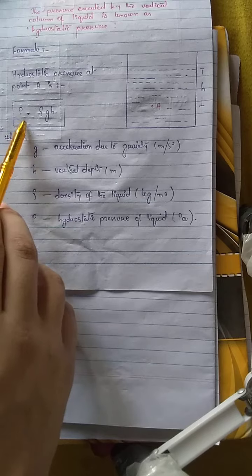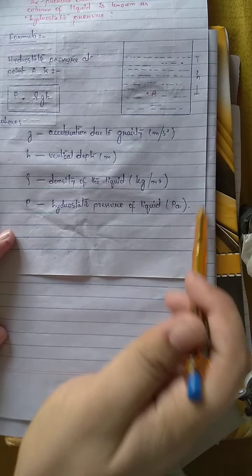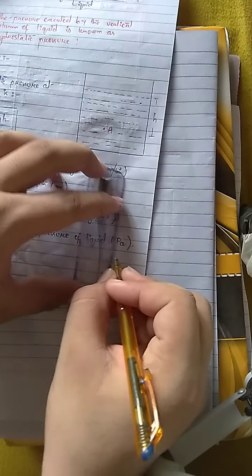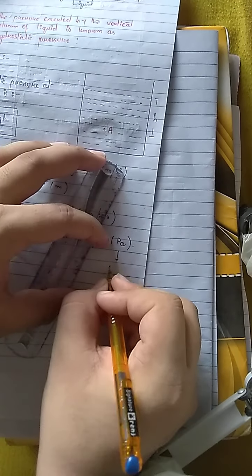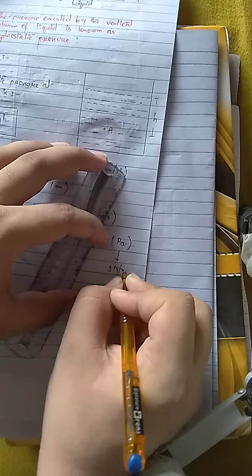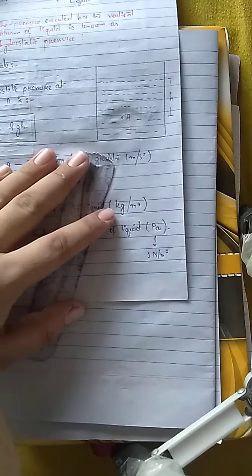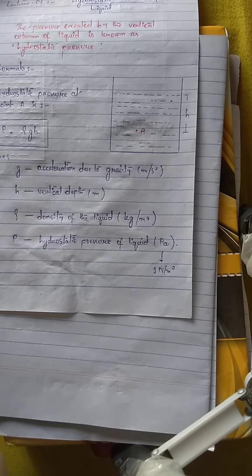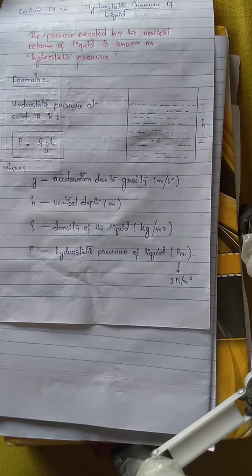The value of P, which is the hydrostatic pressure, comes out in pascals, which is the SI unit of pressure, where 1 pascal is equal to 1 Newton per meter squared. We can also represent pascals as Newton per meter squared. Both are considered SI units of pressure.